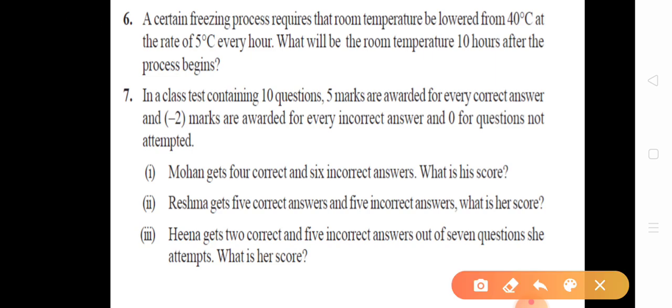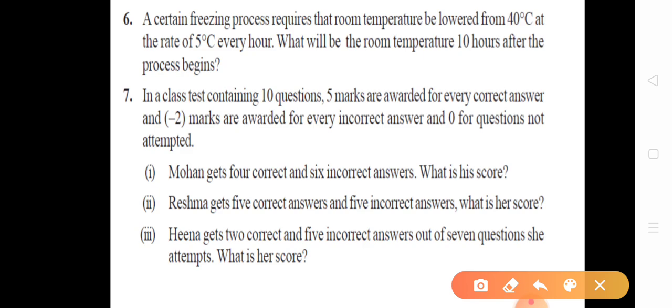Now as you can see, the temperature has to be lowered from 40 degrees Celsius. When I say lowered, it means it has to be decreased. And what is the rate? The rate is 5 degrees Celsius every hour. That means in every hour your temperature is going to get decreased from what it was earlier, which was 40 degrees Celsius, by a rate of 5 degrees Celsius. Now what will be the room temperature 10 hours after the process begins?